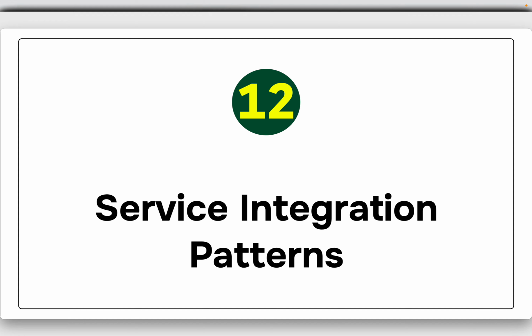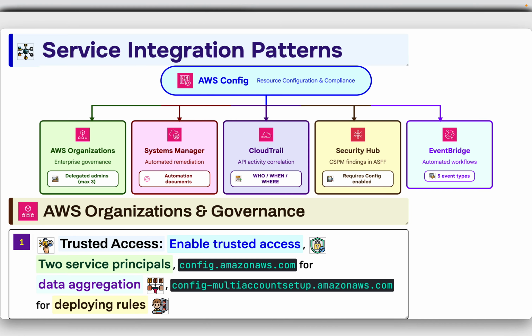12th topic is service integration patterns. So first one, for AWS Organizations. This integration enables trusted access and uses two service principals. First one is config.amazonaws.com for data aggregation, and config-multiaccountsetup.amazonaws.com for deploying rules. This is for within AWS Organizations.